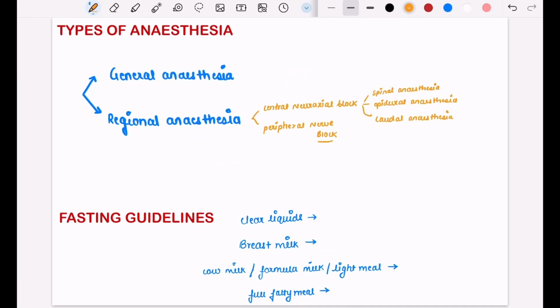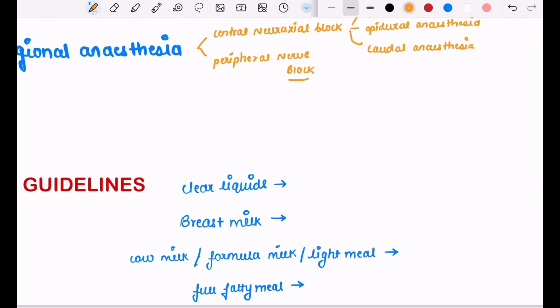The fasting guidelines in anesthesia are: for clear liquids, it's 2 hours. For breast milk, it's 4 hours. For cow's milk, formula milk, or light meal it is 6 hours. And for full fatty meal, it's 8 hours.